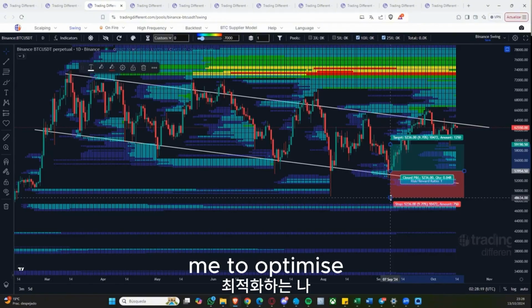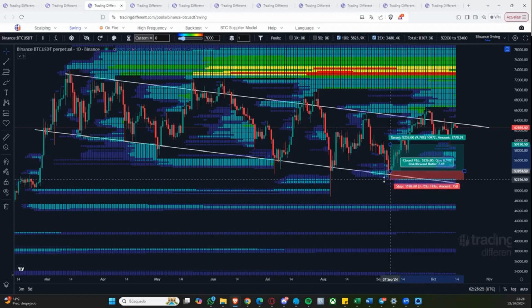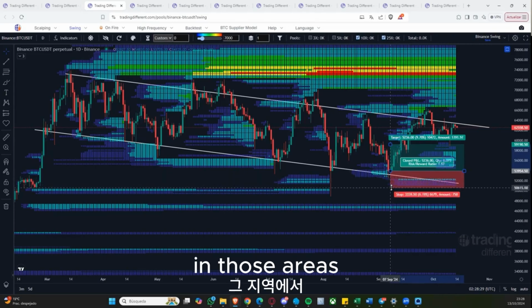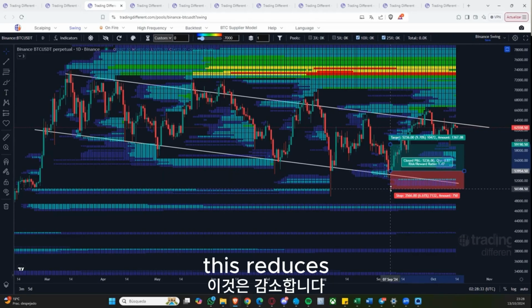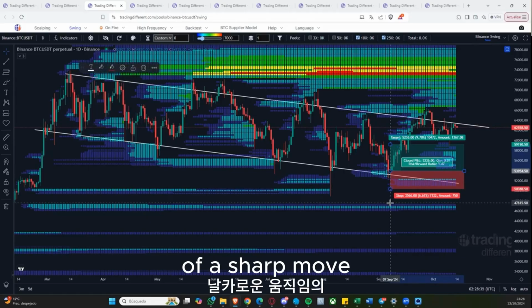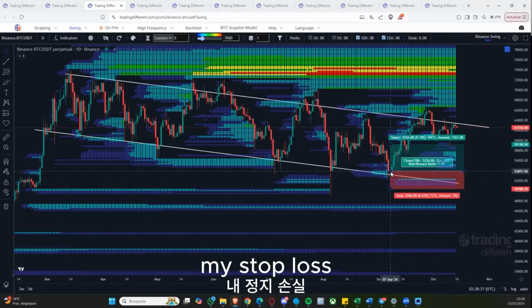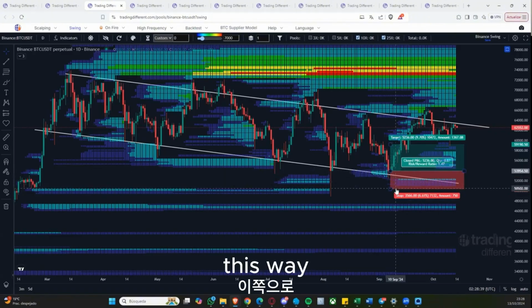This allows me to optimize the stop loss, which should always be placed outside the area where most traders lose. So instead of placing my stop loss in those areas, I place it further out, where others will lose. This reduces the chances of a sharp move or deviation in price triggering my stop loss for manipulation. This way I increase the effectiveness of my trading.